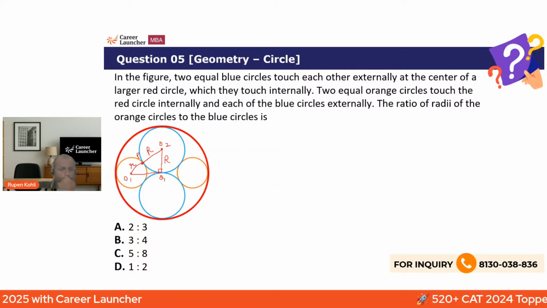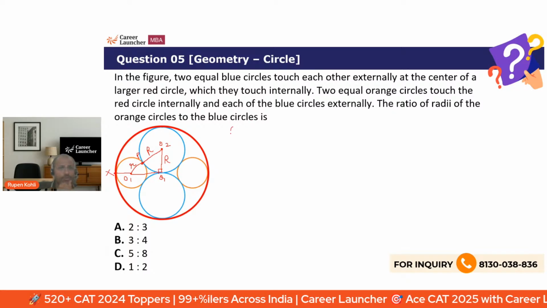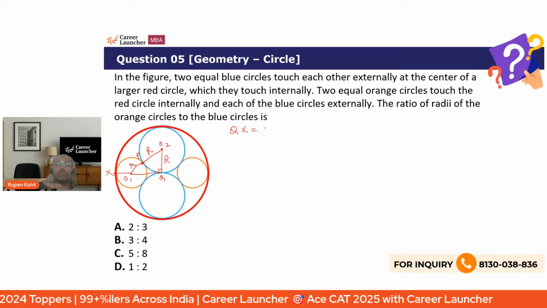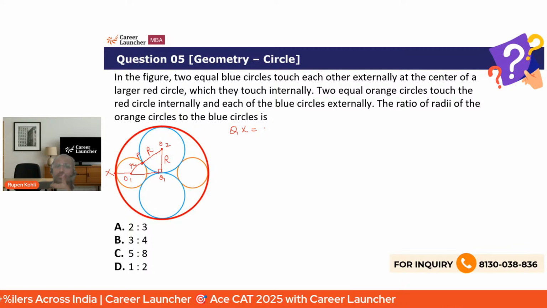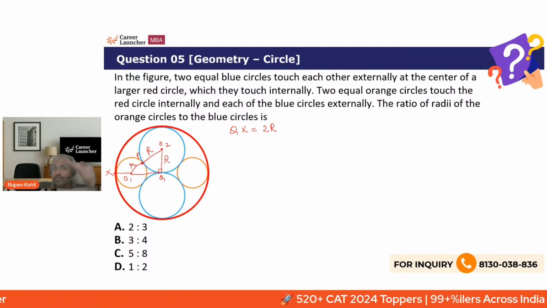What about O1Q? Can I say, if I extend this O1 to this point, let's say X, this QX is the diameter of the blue circle, the radius of the red circle, which is twice the capital R that I have taken. Once again, QX is nothing but the radius of the red circle.